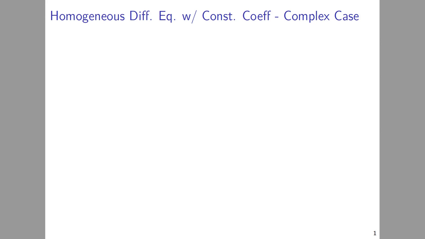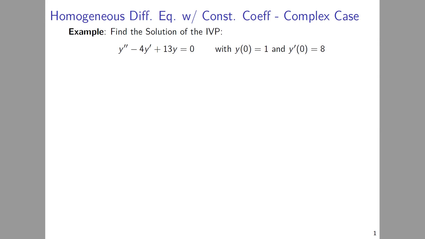In this example, we will find the solution of the initial value problem y'' - 4y' + 13y = 0 with the initial conditions y(0) = 1 and y'(0) = 8. To solve an initial value problem, we first find the general solution of the differential equation. To start this, we'll solve the characteristic equation r^2 - 4r + 13 = 0.